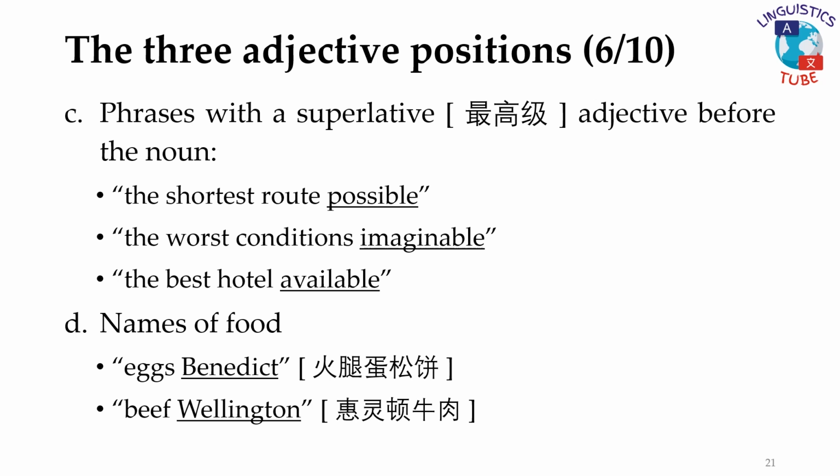Finally, post-positive adjectives are sometimes used in the names of food. It is generally assumed that this happens to make the dishes seem higher class and higher quality. Here are two examples. Eggs Benedict, beef Wellington.